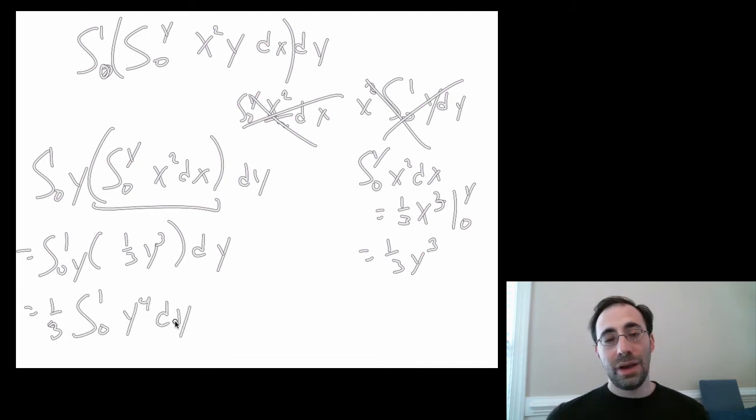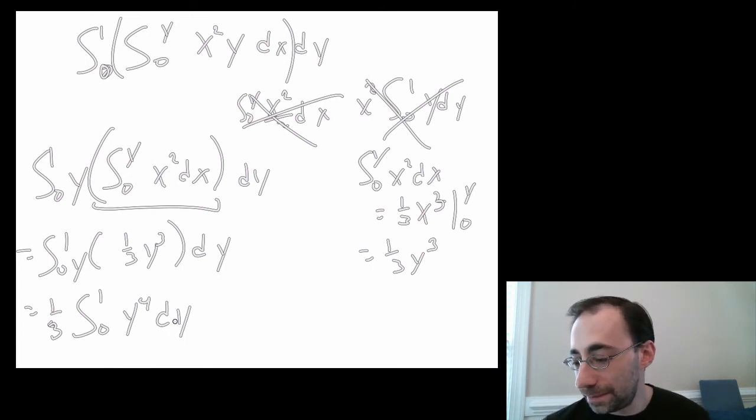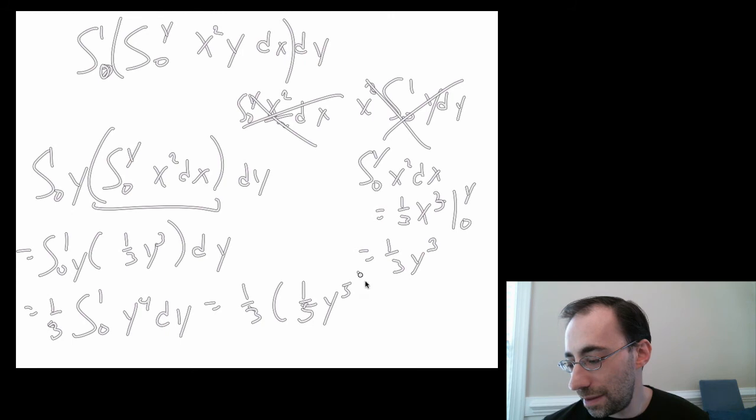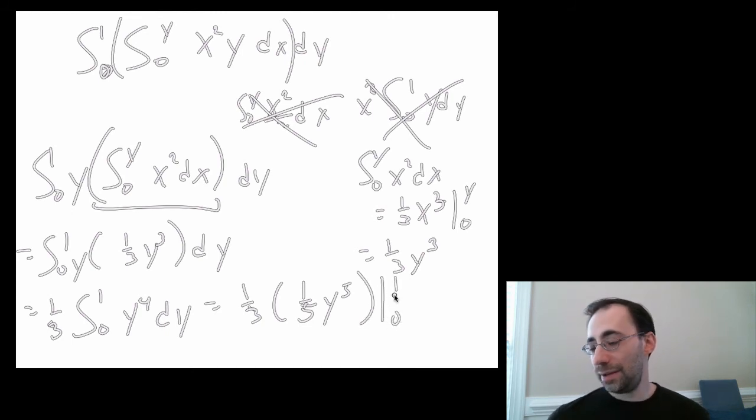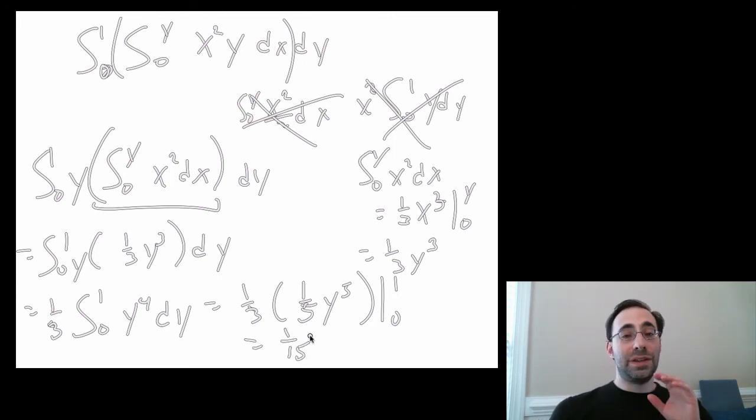dy. Integral of y to the 4th is 1/5 y to the 5th. So we have 1/5 y to the 5th, evaluated at 0 to 1, y to the 5th at 0 is 0, y to the 5th at 1 is 1. So that gives us 1/15. So done properly, integrating over x first to get rid of the y's in the bounds first, enables us to get an actual number, 1/15. That's the answer to this integral.